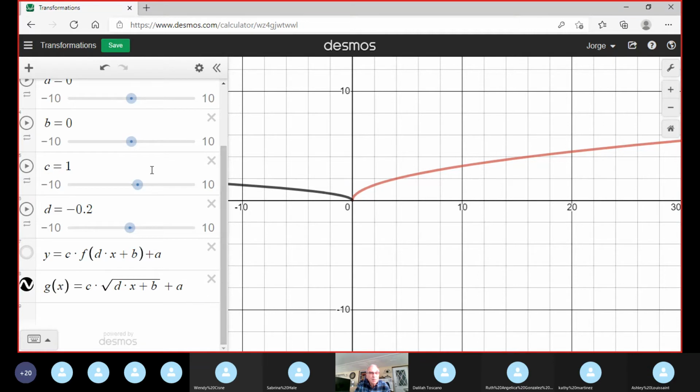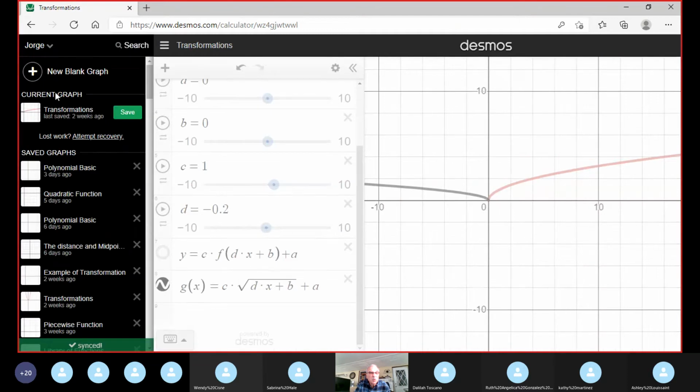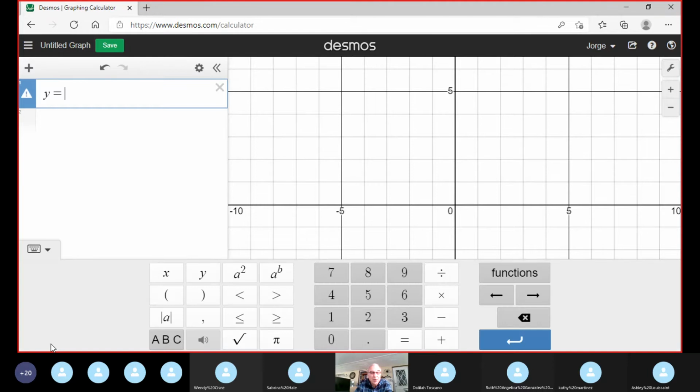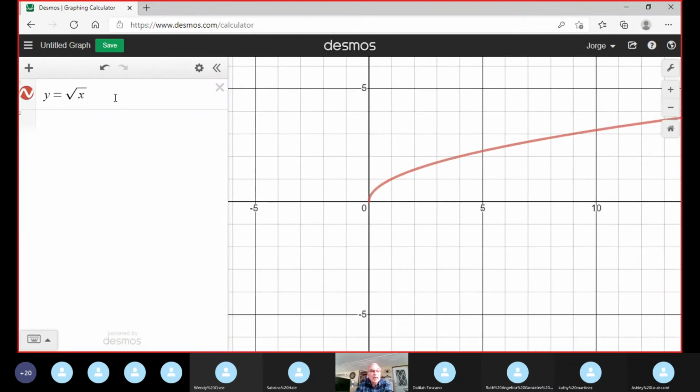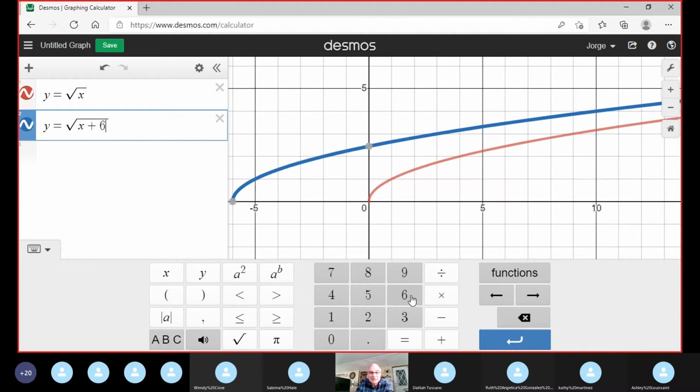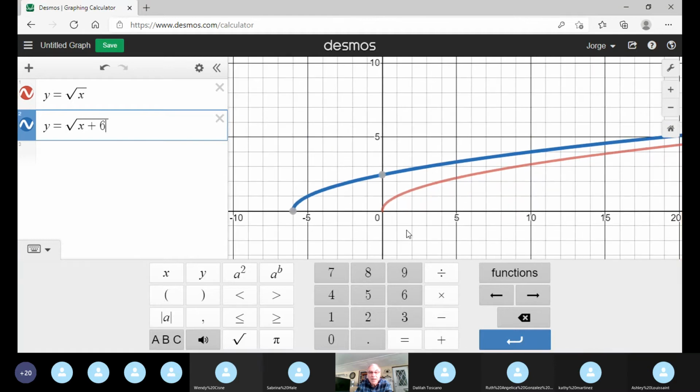Okay. Let me open a new one. Okay, new Desmos. This is y equals square root of x. Square root here in the keyboard. This is a square root of x. Super. I want to perform transformation by transformation, step by step. Y equals square root of x plus 6. X plus 6. Wow. Look at that in blue color.